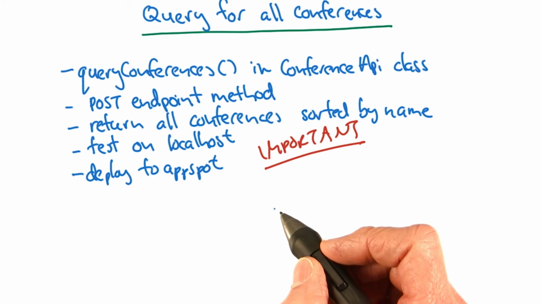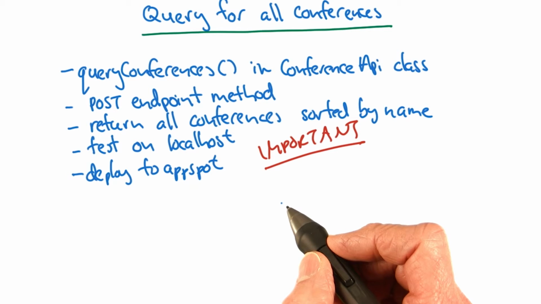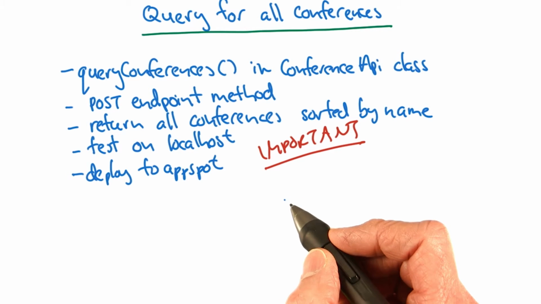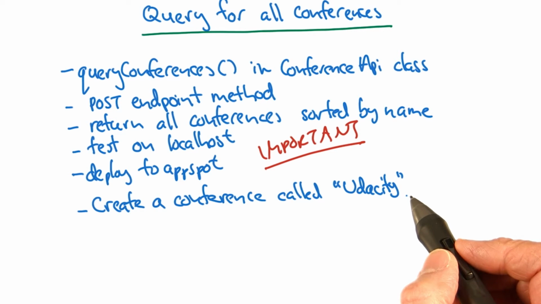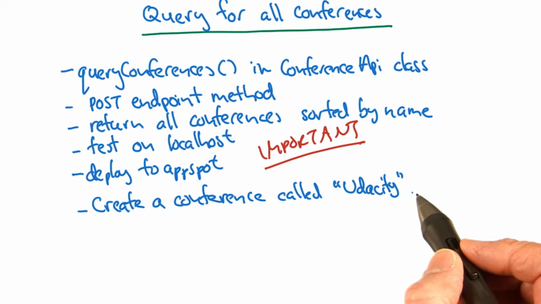Now we're going to check that your application actually works and that it does create conferences and queries conferences. I want you to go ahead and create a conference called Udacity that's going to take place in London. It's important that you get these right, that the name is actually Udacity, spelled right, and that the city is in London. Otherwise, our testing script might not work.